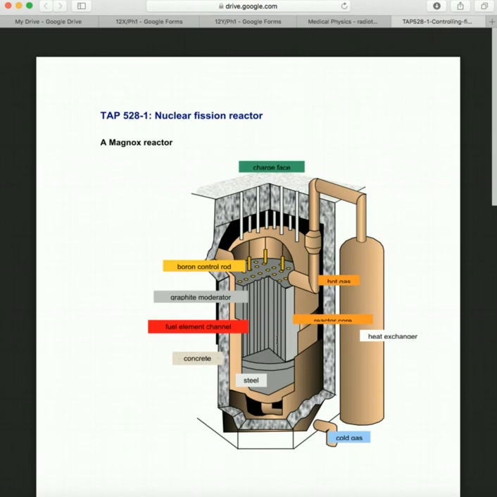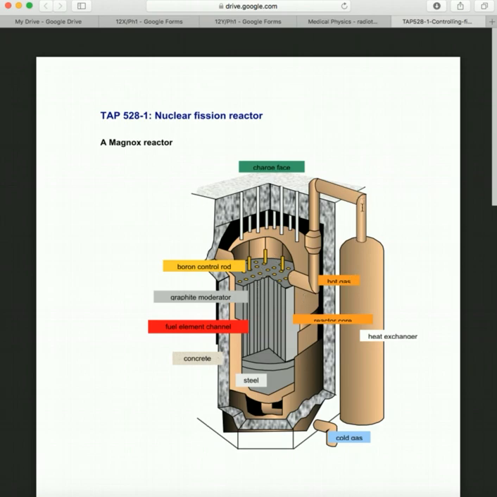How do we get the energy out? Well, all this energy released produces heat, thermal energy. And what you have is a coolant, and the coolants vary. It could be carbon dioxide, it could be sodium, it could be water, but we have coolant circulating through here, which is getting heated up by the fission reactions. The coolant then is used to boil water.